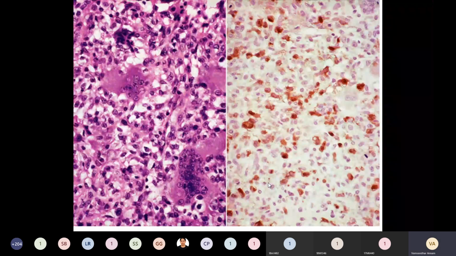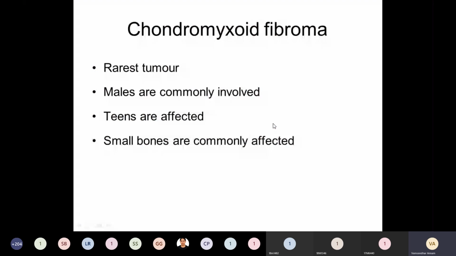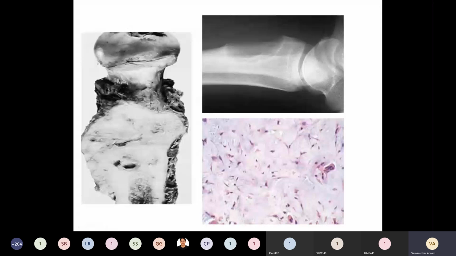Next one, chondromyxoid fibroma. It is rare. Males are commonly affected, and it usually affects teenagers. Small bones are commonly affected. You can see this is the tumor. So it's also a lytic lesion. Chondromyxoid stroma is seen with stellate type of cells.